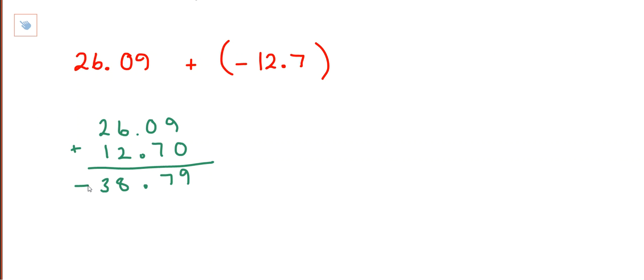The reason why I don't agree is because there's a plus and a minus, and a plus and a minus equals a minus. So instead of 26.09 plus negative 12.7, it would be 26.09 take away 12.7. Did you all forget you're adding and subtracting negative numbers? But adding a negative is not the same as sticking a negative sign at the end.